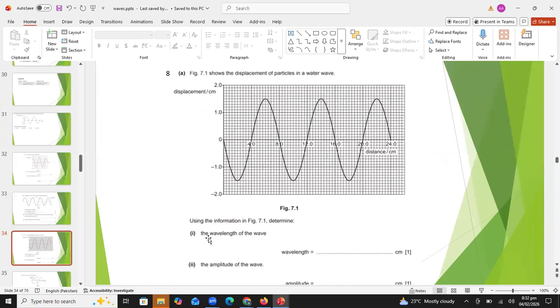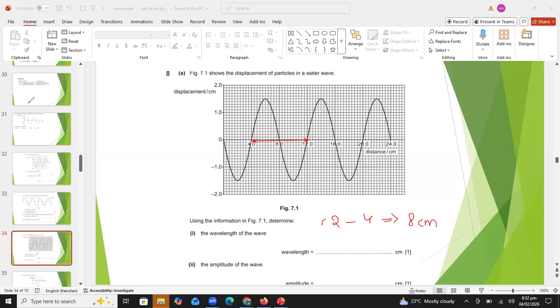Wavelength of the wave. So now you can see, beta, wavelength is the horizontal distance of one cycle. On the x-axis they have given us the distance. You can see the wave is starting from this point and ending at this point. So one crest and one trough together make one wavelength. It is starting from 4 centimeter, ending at 12 centimeter. So 12 minus 4 gives us 8 centimeter. So the wavelength of the wave is 8 centimeter.